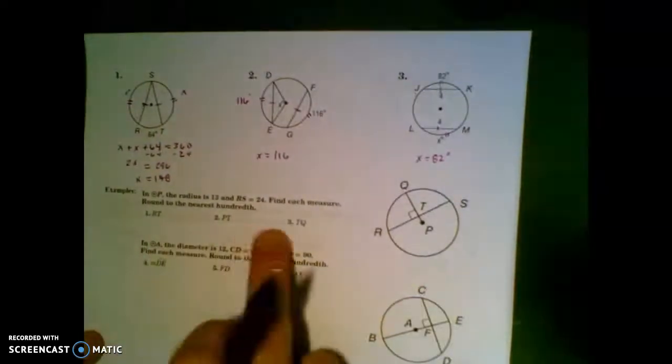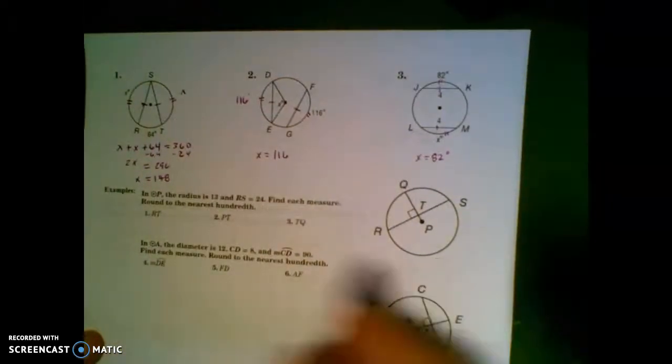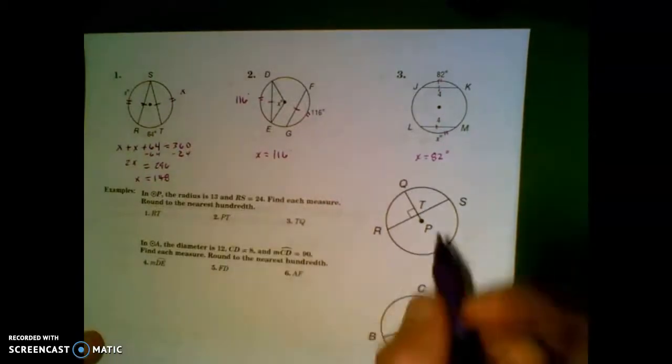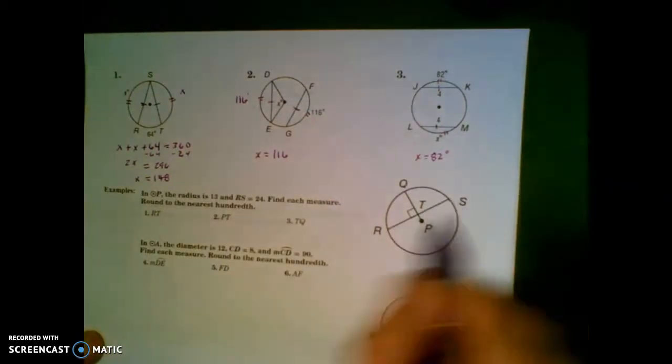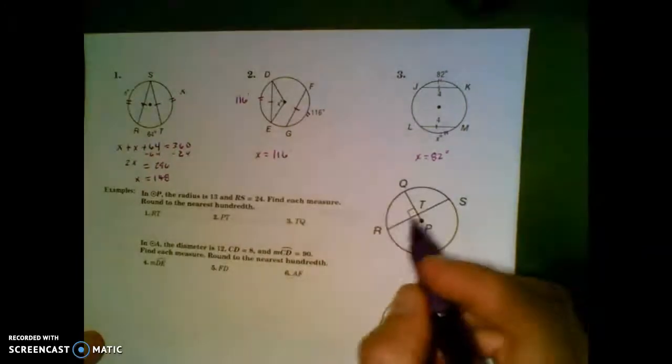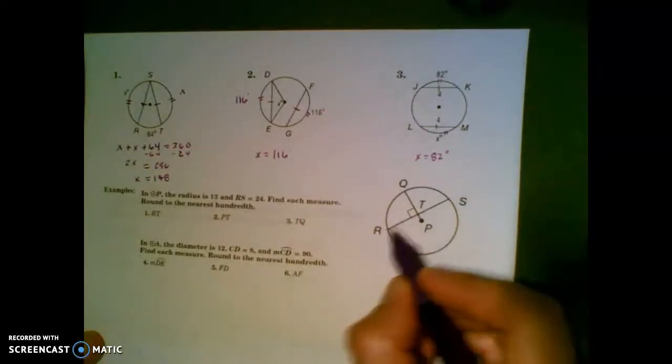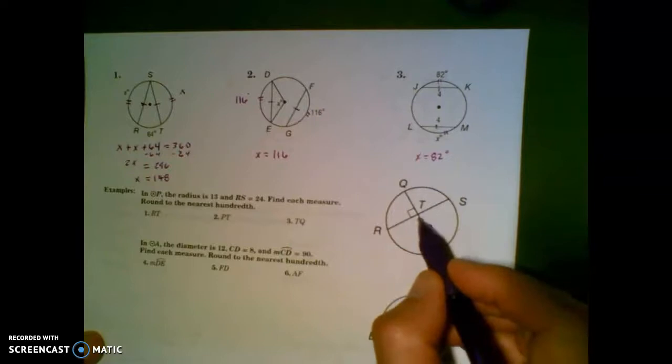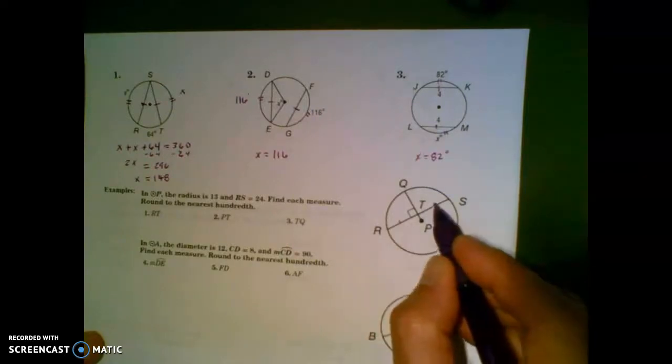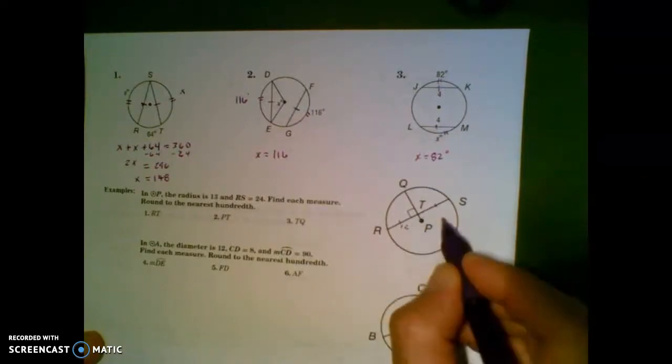All right, down here, I have circle P with a radius of 13. So I know the radius is 13. RS is 24. That's this chord right here. Find each measure. And how big is RT? Well, if RS is 24 and this is perpendicular to it, remember it's going to be cutting it into equal parts. So that means each of these parts has to be 12.